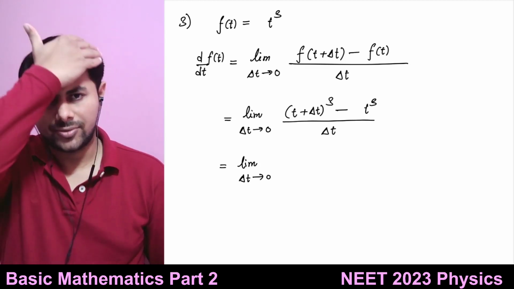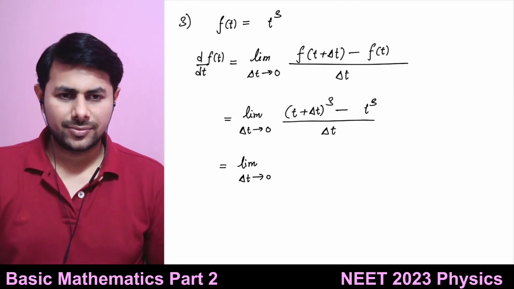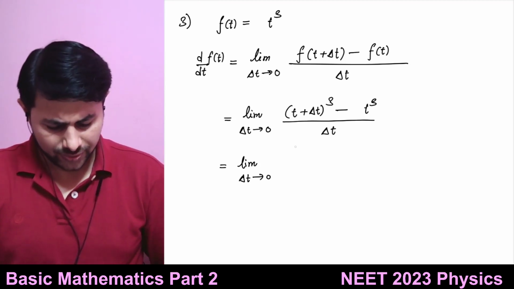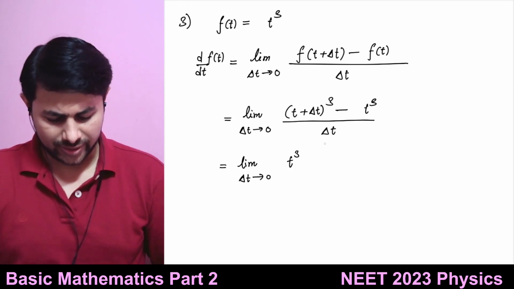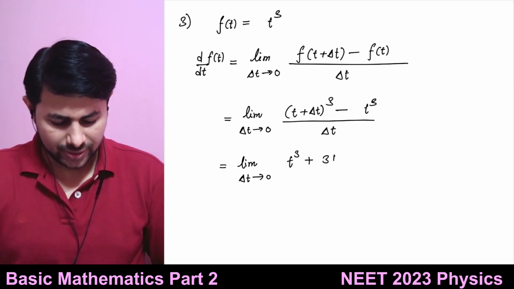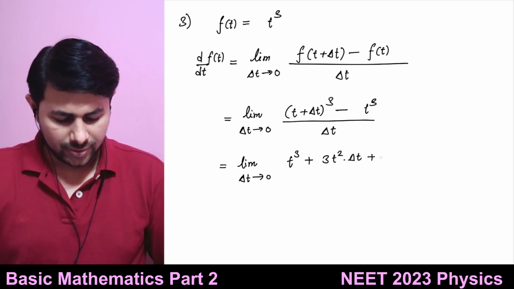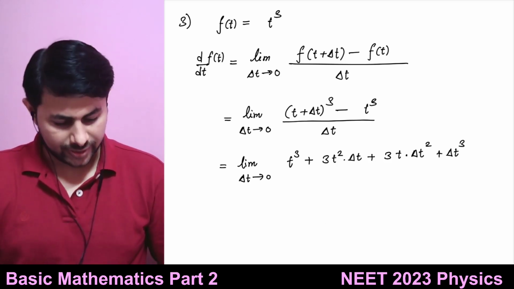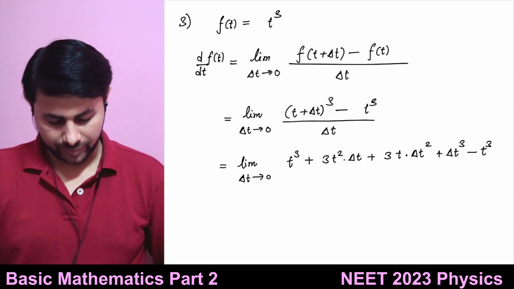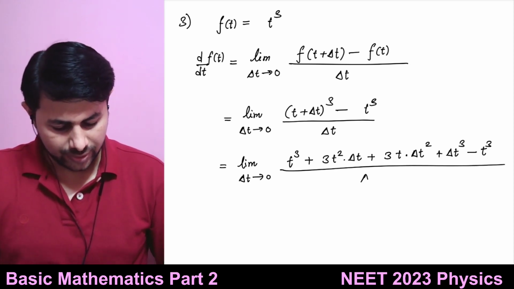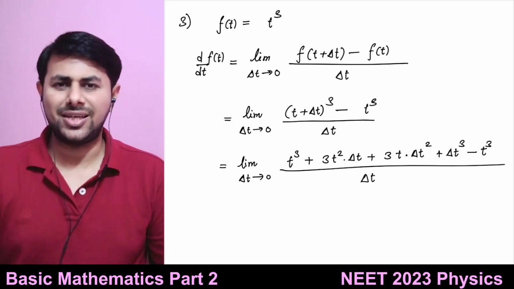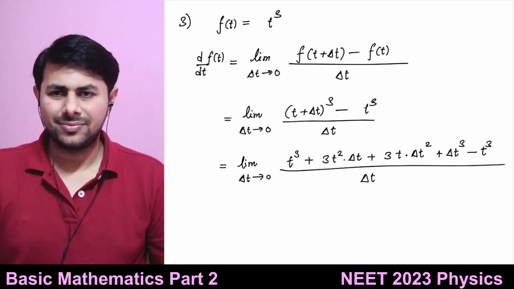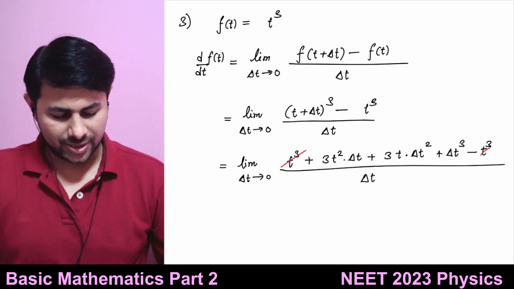What is t plus delta t cube? Cube expansion, do you know? If you don't know, I will write. It is t cube plus 3 times t square delta t plus 3 times t multiplied by delta t squared plus delta t cube. This is the expansion, minus t cube, and in the denominator we have delta t. Now again something gets cancelled. What gets cancelled out? T cube and minus t cube get cancelled out.